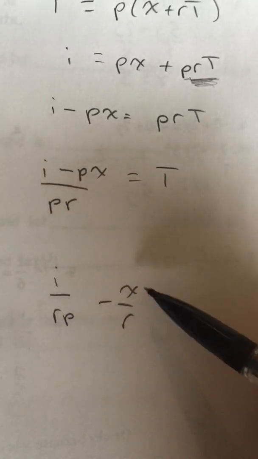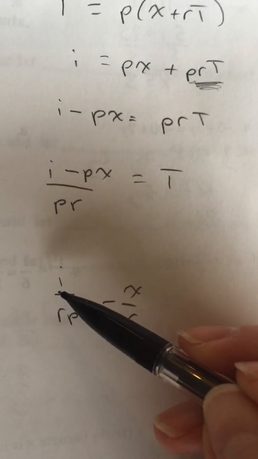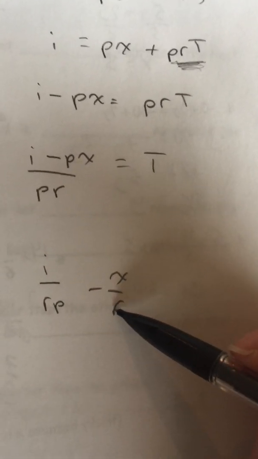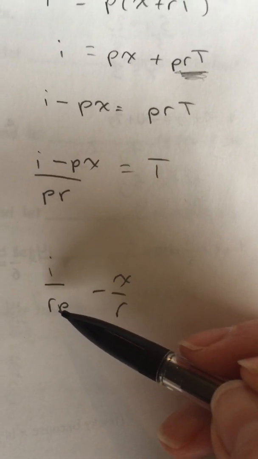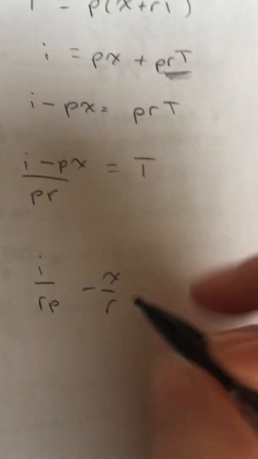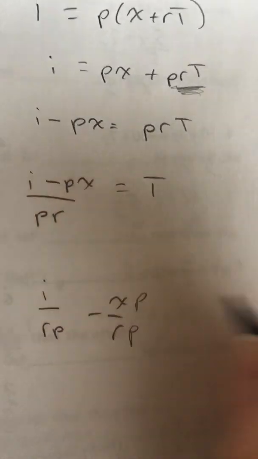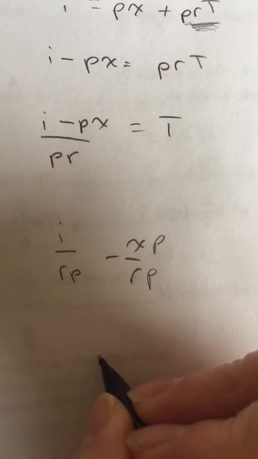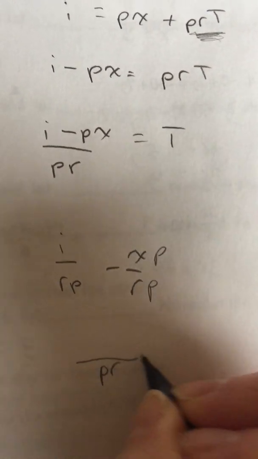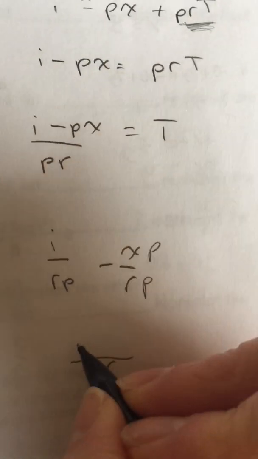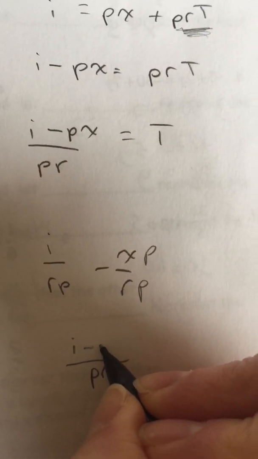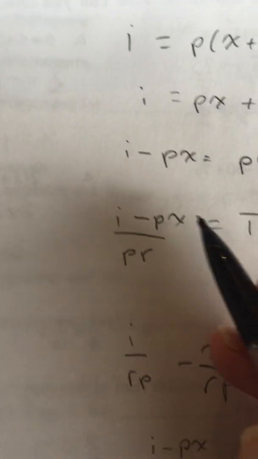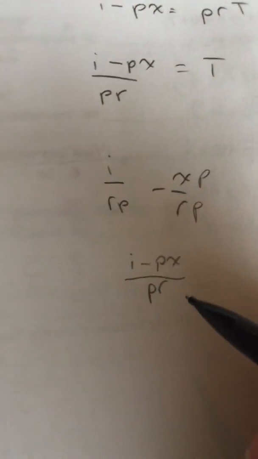If I wanted to subtract this fraction from this, I would need a common denominator. And since this denominator is R and this one's RP, this one's missing a P. So I could multiply the top and bottom of that fraction by P. And now that I have the same denominator, which I'm going to call PR, I could group the tops by subtracting them. I'm just rearranging XP to PX. And now you can see that it's the same answer as doing it that way.